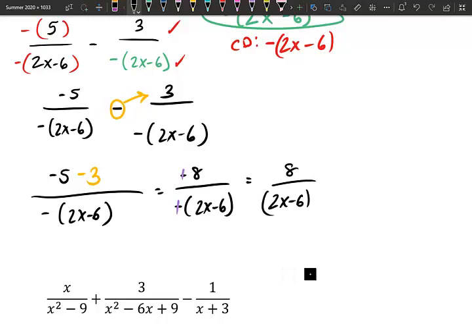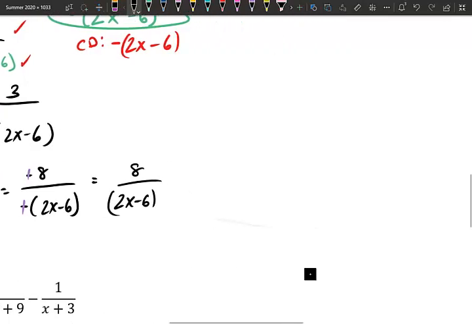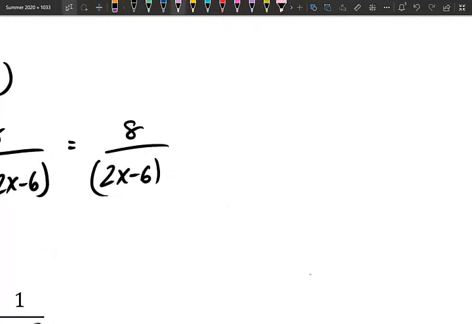And let's see, are we done? 8, that's just 8. Can't, this is a number, can't do anything yet. So 2x minus 6, do they have anything in common? They do. 2x minus 6, they have a 2 in common, so we can factor it. So we have 8 over 2 times x minus 3.